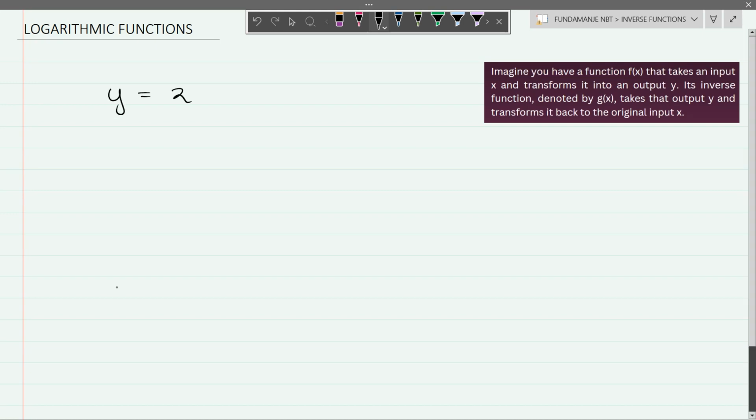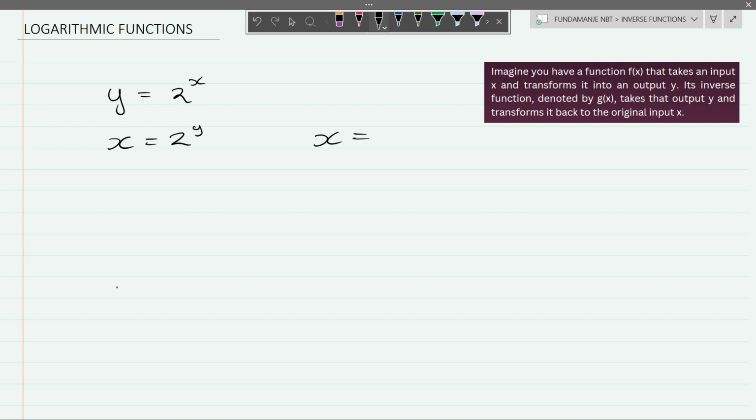Say y is equal to 2 to the power of x. If we follow the same steps, we swap x and y, we get x is equal to 2 to the power of y. But then the second step, how do we make y the subject of the formula? So this is where logarithms come in.